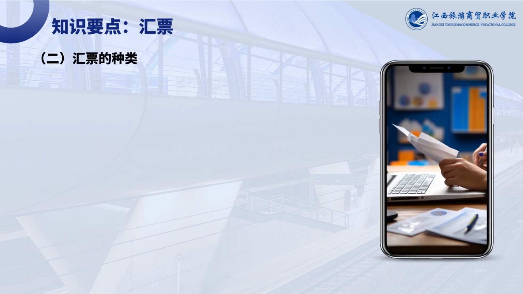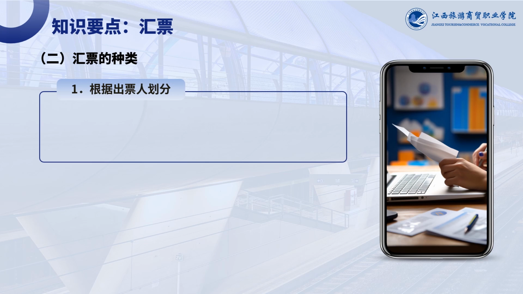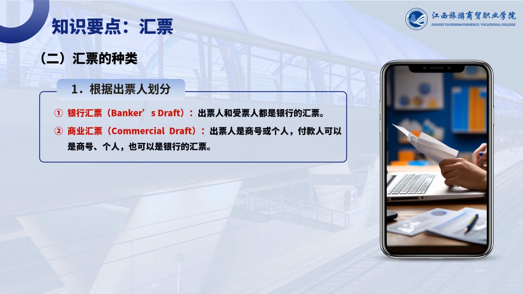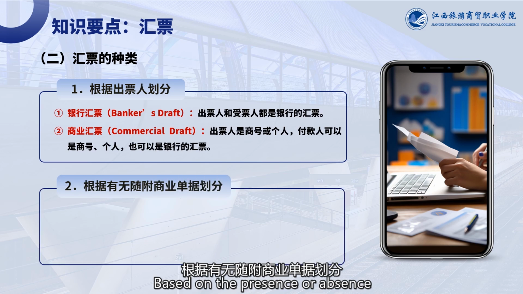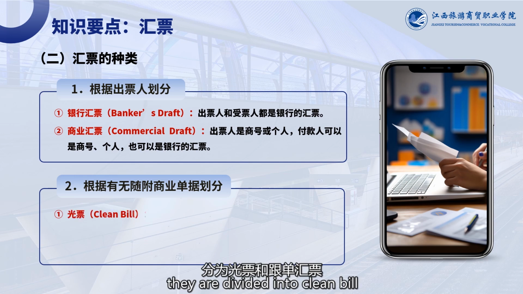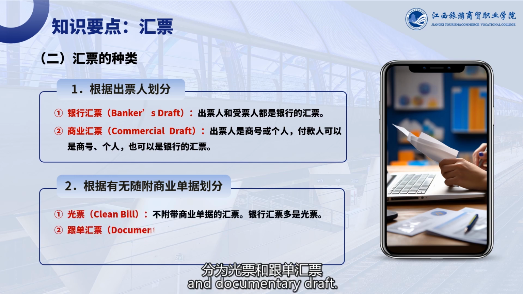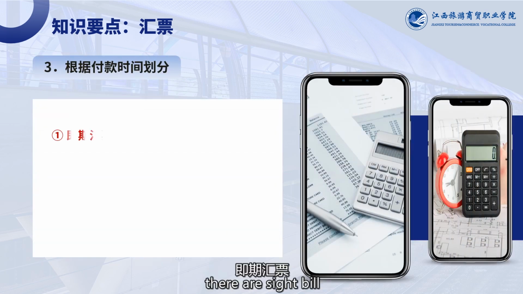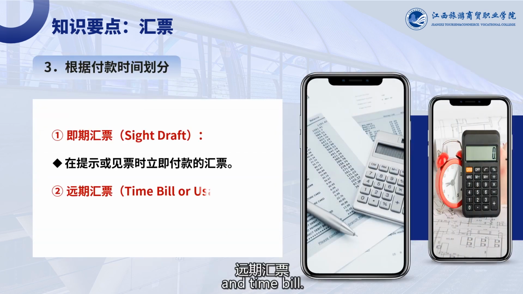Types of drafts. Based on the issuer, they are divided into bank drafts and commercial drafts. Based on the presence or absence of accompanying commercial documents, they are divided into clean bills and documentary drafts. Based on the payment time, there are sight bills and time bills.